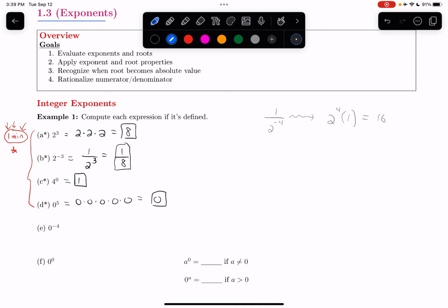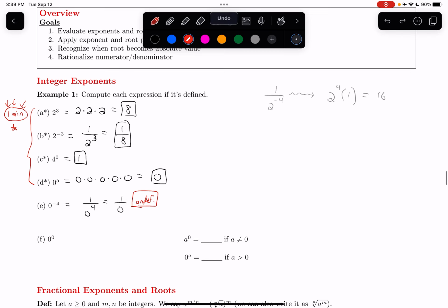Now we have 0 to the negative 4 power. I bring that to the denominator, and it becomes 0 to the positive 4. 0 to the positive 4 is 0, and if I divide by 0, we've seen that's undefined. So we've seen that if you have 0 to a negative power like this, it's undefined. If I have 0 to the positive power like 5, it ended up being 0, because I could do that multiplication. But what if I have 0 to the 0 power? What's that going to be?